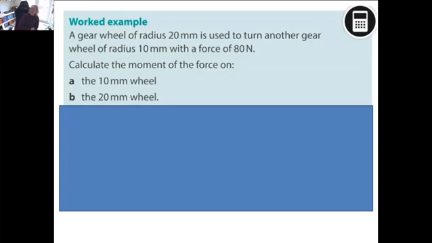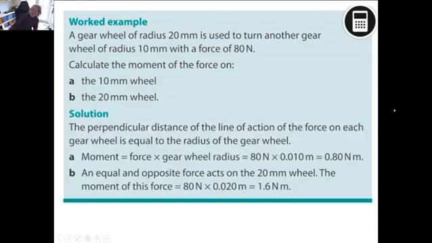Okay, have a go at this worked example, year 10. Okay, so you're asked to find the moment of the force for the 10mm wheel and the 20mm wheel. So the key is the fact that the force is going to be the same for both of them. So our moment will be the force times the radius of the gear wheel. So for the 10mm wheel, it's going to be 80 newtons times 0.01 meters, which will be 0.8 newton meters.